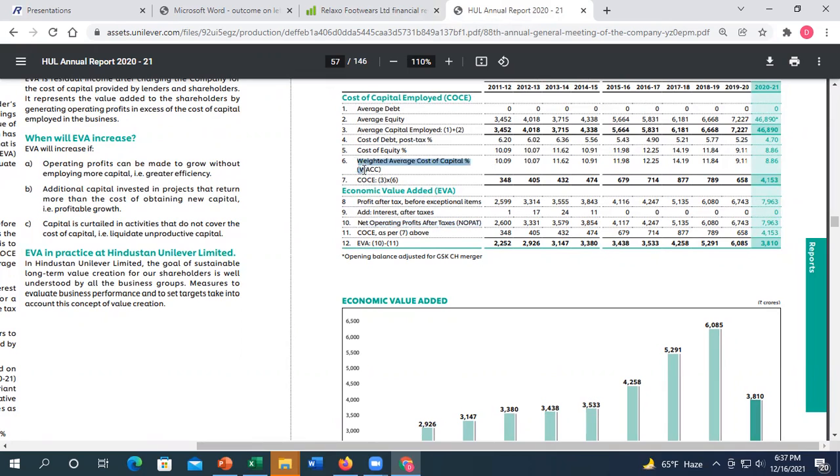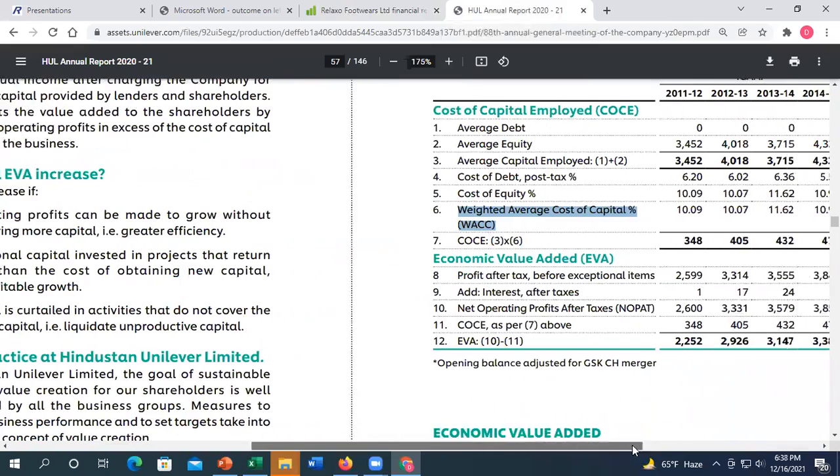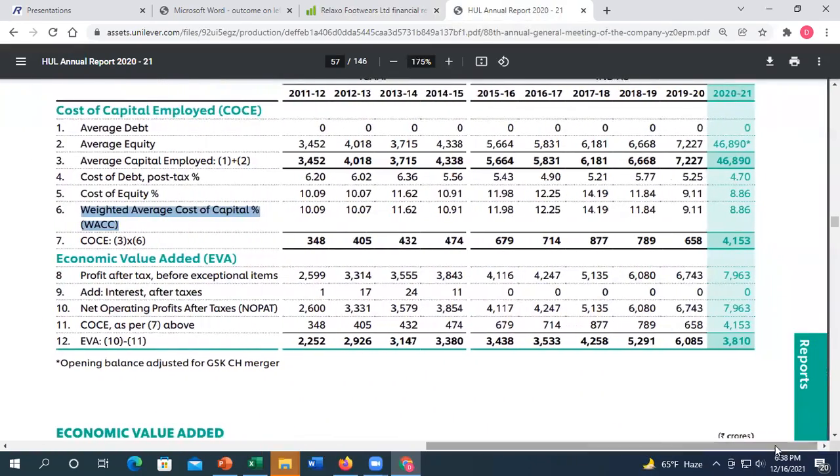And how did they find the capital charge? The capital charge is equal to weighted average cost of capital multiplied by the invested capital. What is their invested capital? We can see that HUL is also a zero debt company. It's more having non-interest bearing liabilities. Interest bearing liabilities are minuscule. HUL is also an equity driven company.